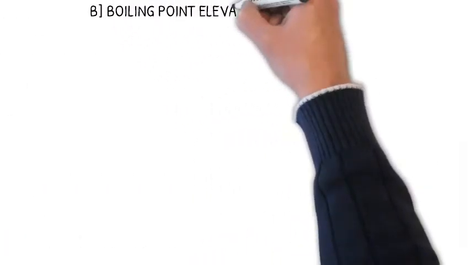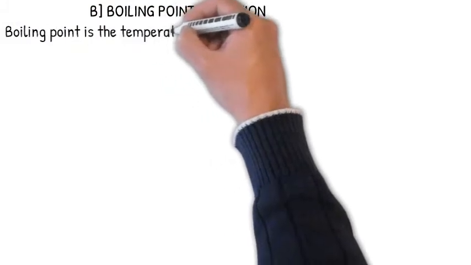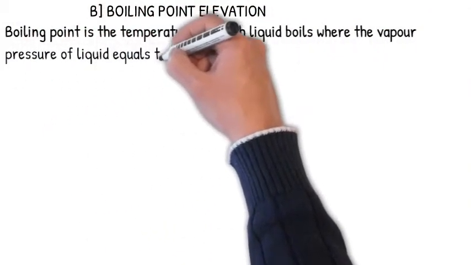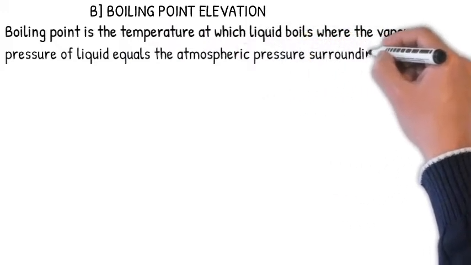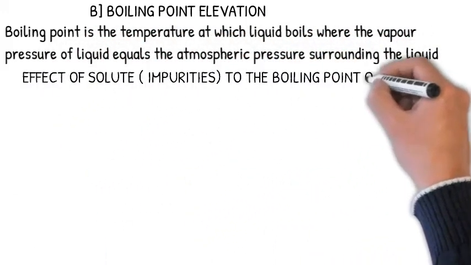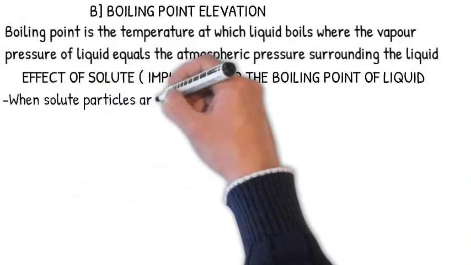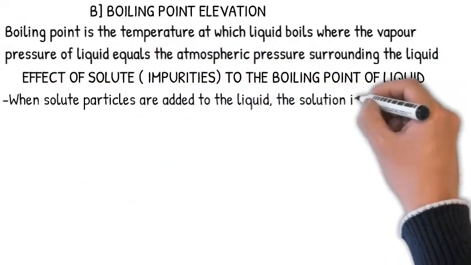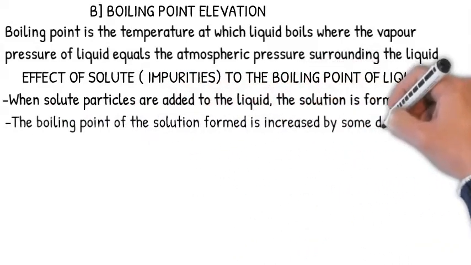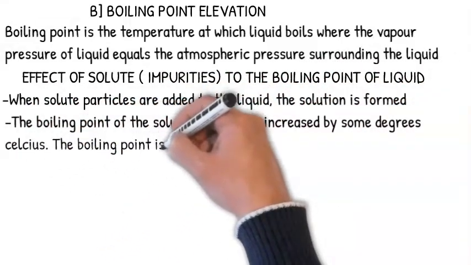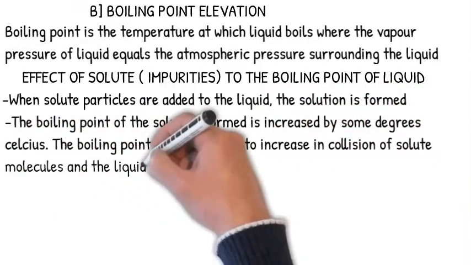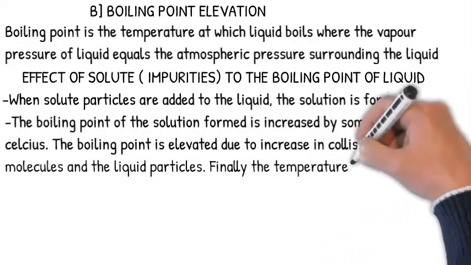B. Boiling point elevation. Boiling point is the temperature at which a liquid boils, where the vapor pressure of the liquid equals the atmospheric pressure surrounding the liquid. Effects of solute impurities on the boiling point of the liquid. When solute particles are added to a liquid, a solution is formed. The boiling point of the solution formed is increased by some degrees Celsius. The boiling point is elevated due to increased collision of solute molecules and the liquid particles. Finally, the temperature rises.